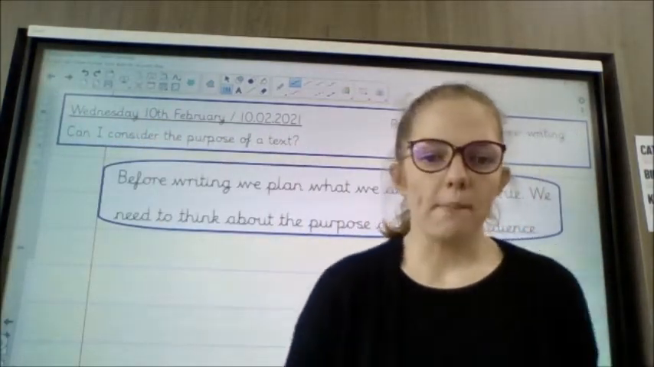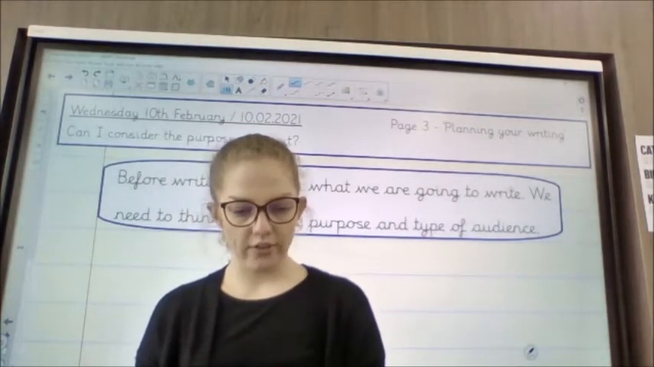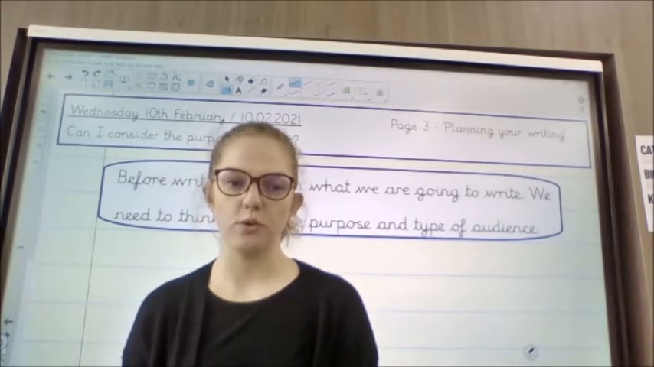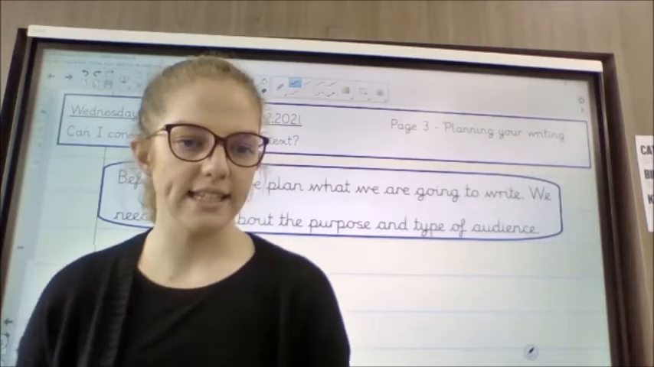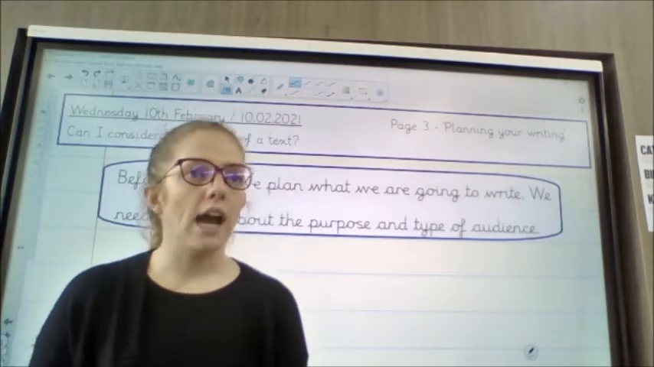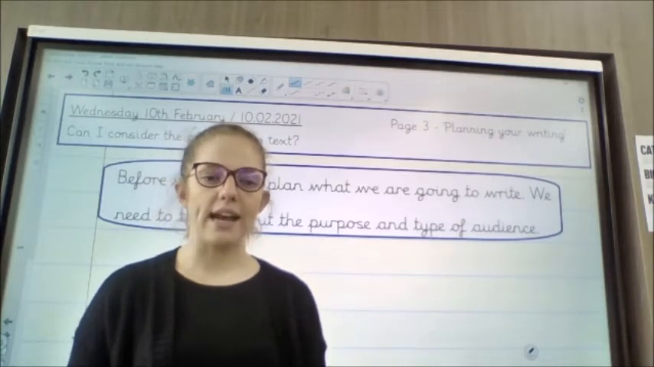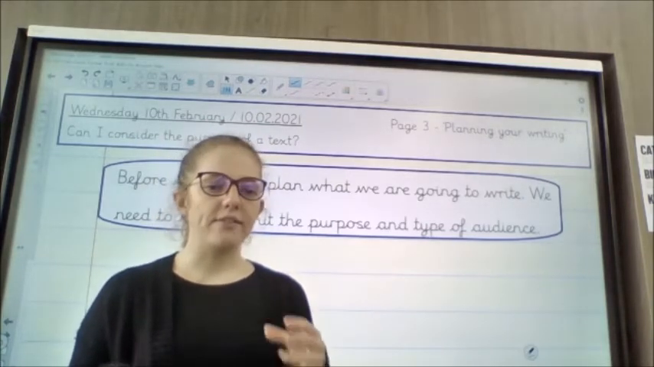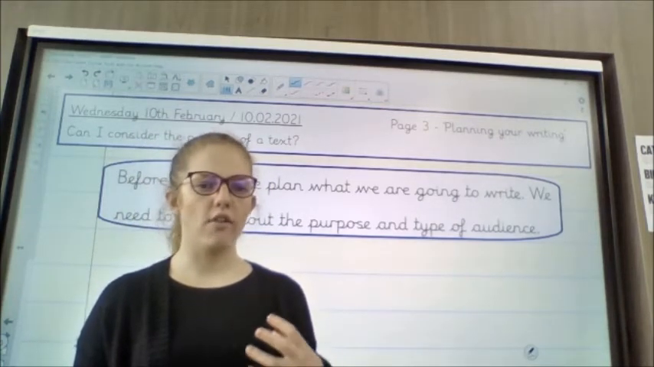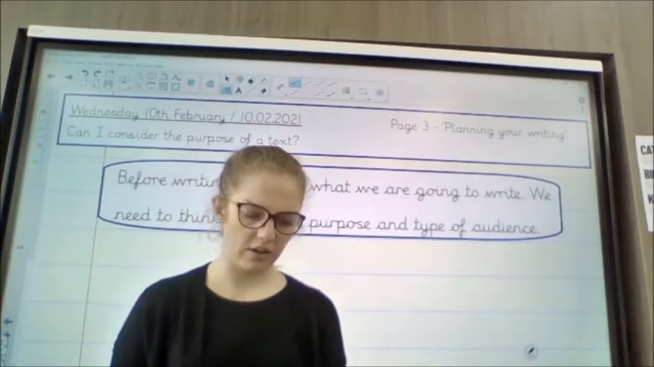Okay, so we're looking at page 3 today, and we're going to have a go at question 1, and I think we might have a go at question 2 as well. So before writing, we plan what we are going to write. That's something we do in school. After you've learnt all the techniques that you're going to include in your writing, you plan what you're going to write. And when we do our plans, we have to think very carefully about the purpose of our piece of writing and the type of audience that's going to be reading our writing, okay?